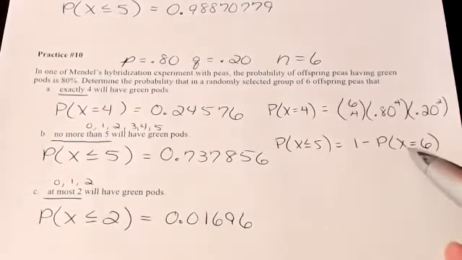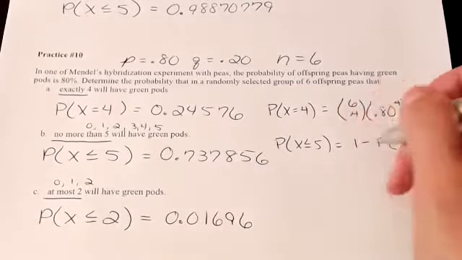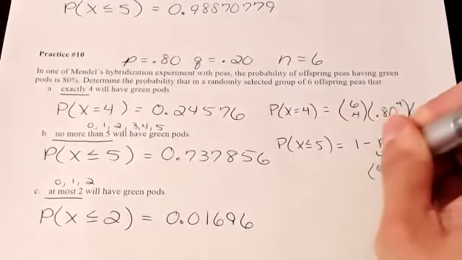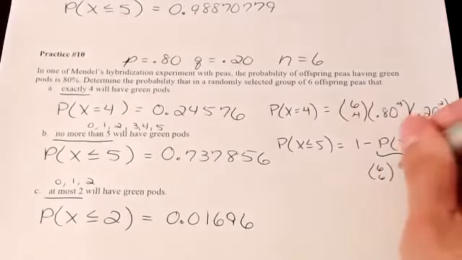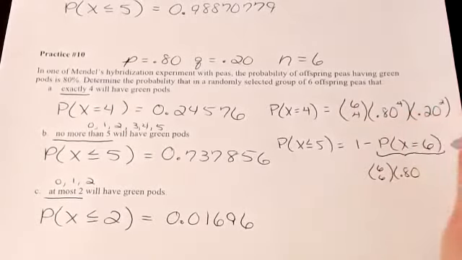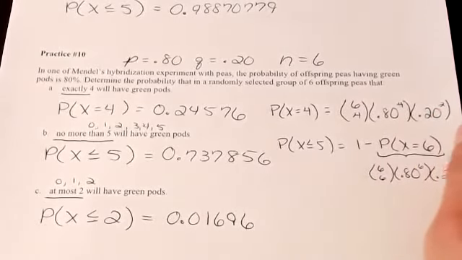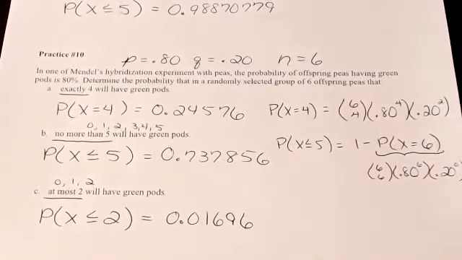Remember the probability of x equaling 6. You're going to say, all right, well, 6 choose 6. For the probability of success, you want all 6 of them to be green, which means you want none of them to be other than green, right? So 0.20 to the 0th power. Once you find this probability and subtract it from 1, you'll notice that you end up getting 0.737856. Okay, for part C, I would still do that by hand.